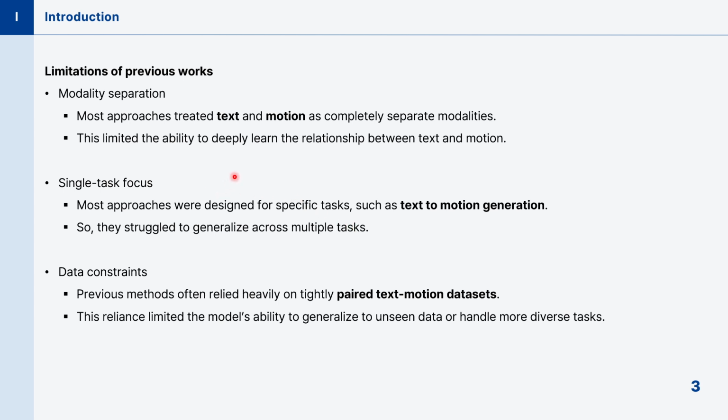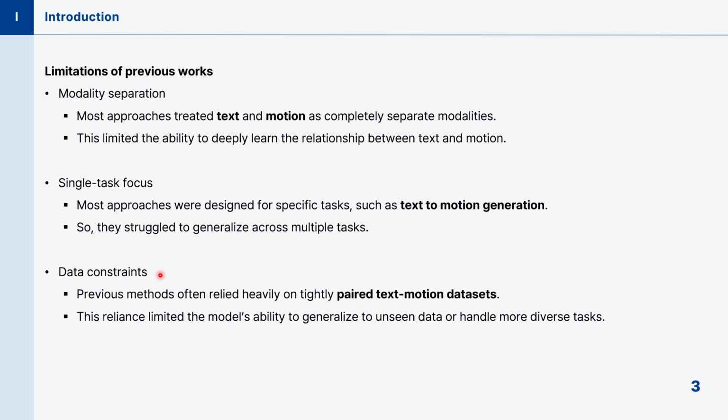Before MotionGPT, previous methods in this field had several limitations. First, most approaches treated text and motion as completely separate modalities, which limited their ability to deeply integrate the two modalities. So, they can't deeply learn the relationship between text and motion. Second, these approaches were designed for specific tasks such as text-to-motion generation and motion captioning. So it was difficult to generalize to various motion-related tasks.